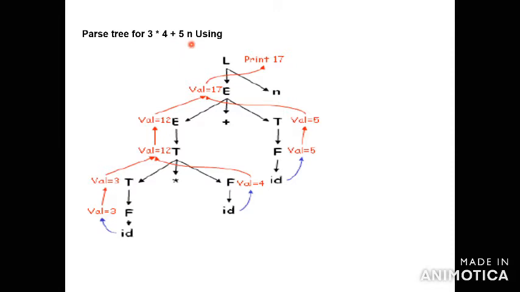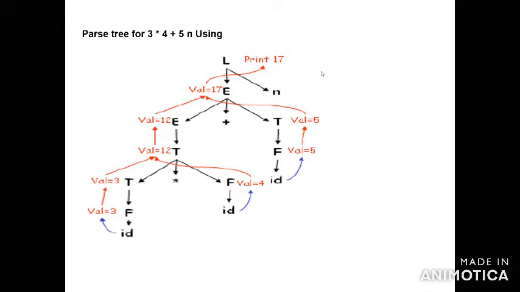What is the output for the given production? Star and plus you can compare by precedence. Star has the highest precedence. So 3 star 4 is 12, and 12 plus 5 is 17. So the output is 17. Star has the highest precedence, so 3 star 4 will be equal to 12, and 12 plus 5 equals 17.